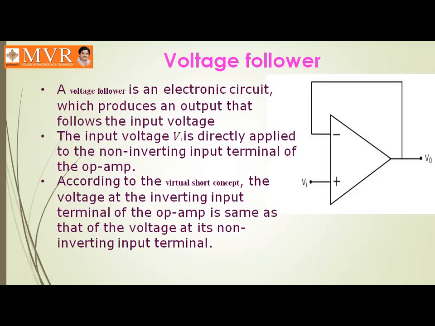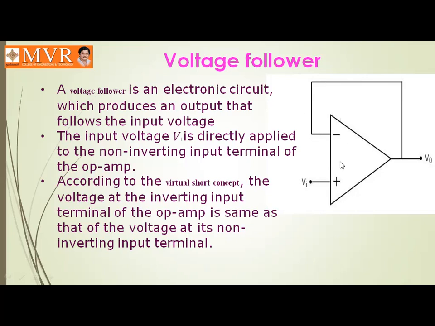So here you can observe in this circuit diagram, the input is given to the non-inverting terminal, and the output is directly fed back to the inverting terminal without using any resistor. By the virtual ground concept, the voltage at the non-inverting terminal is Vi, so the voltage at this node will also be Vi. Here there is no resistance. We can say that Vi is equal to V naught.